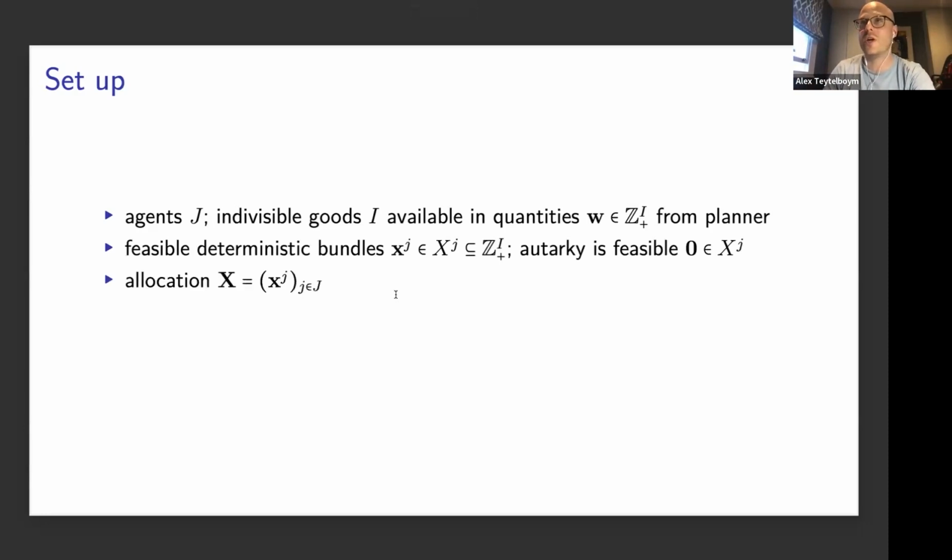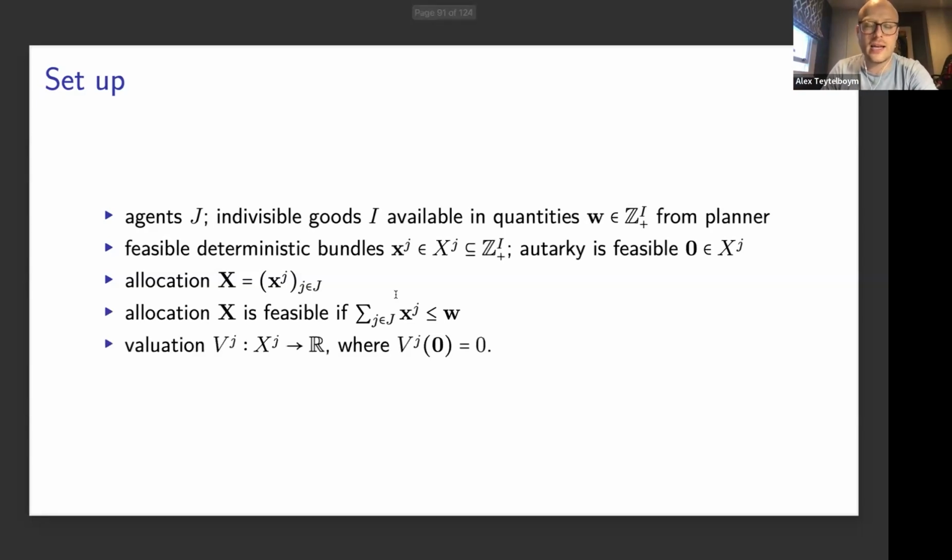A deterministic allocation is just going to be a profile of bundles, one for each agent. And we will say that an allocation is feasible if it does not exceed the capacity of the goods, good by good, right? So if agents in totality demand 2 goods, it cannot be the case that the planner only has one of these goods. And finally, I will have this familiar object from Ravi's talk, which is the valuation. It will take a feasible consumption bundle and spit out a number, and I will normalize the valuation of an empty bundle to 0. Okay. So that's the setup, hopefully extremely familiar.